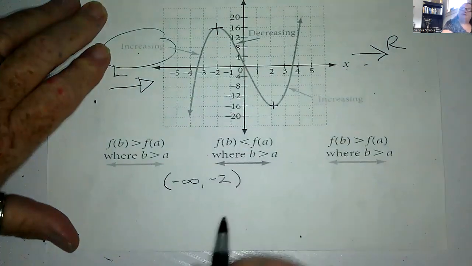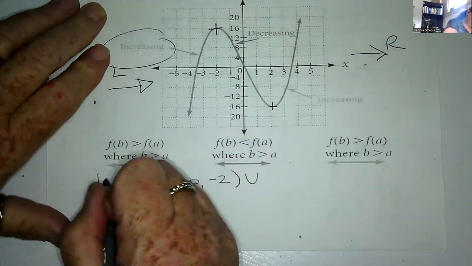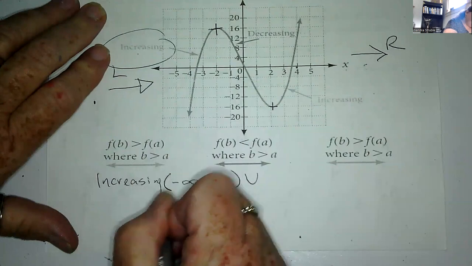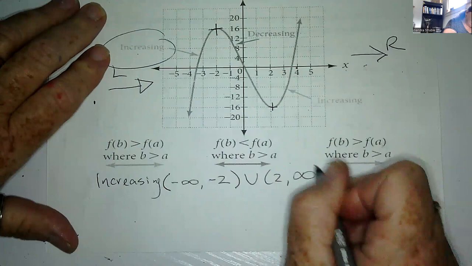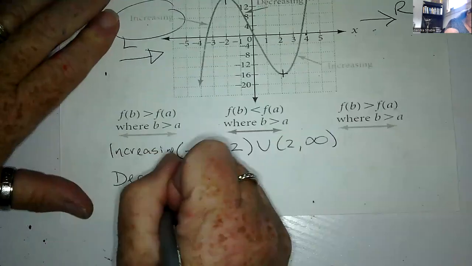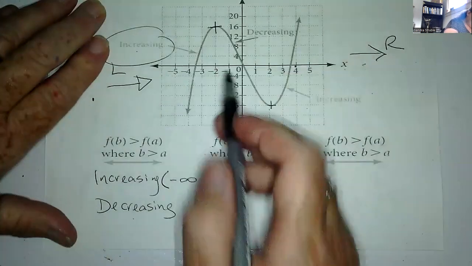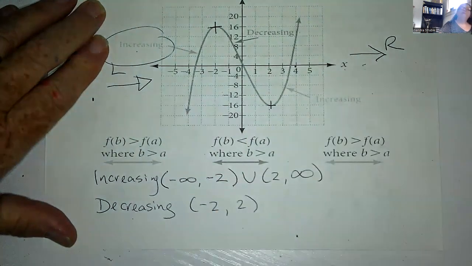-2 is never included. It's also increasing from 2 to positive infinity. So it's increasing here. It is decreasing from -2 to 2. And that is it. Okay.